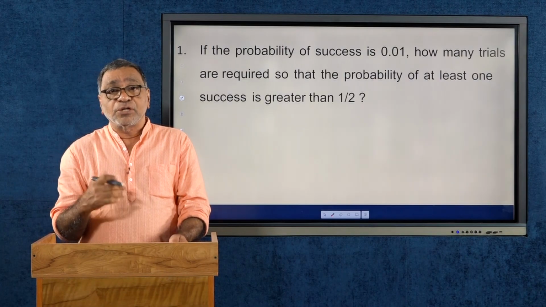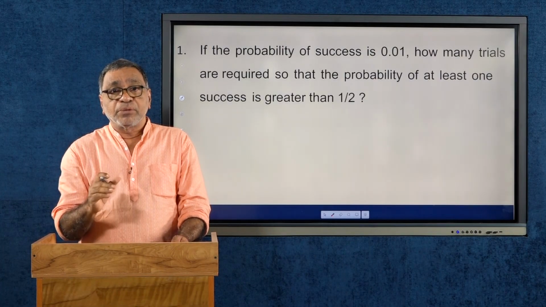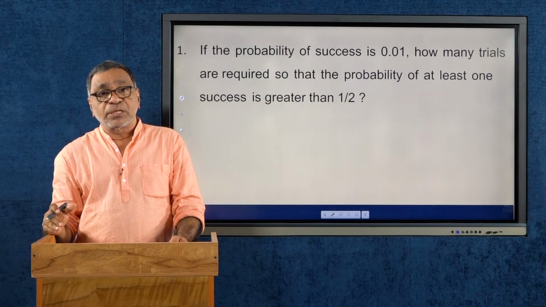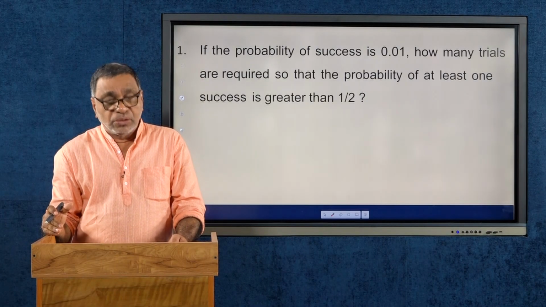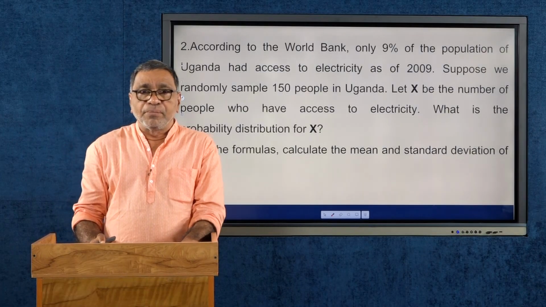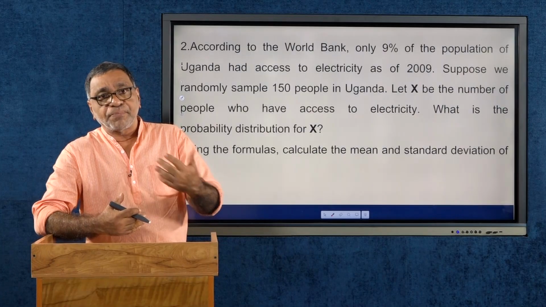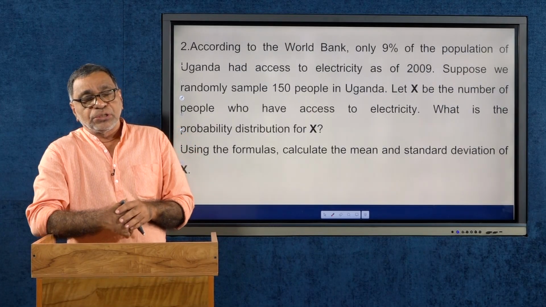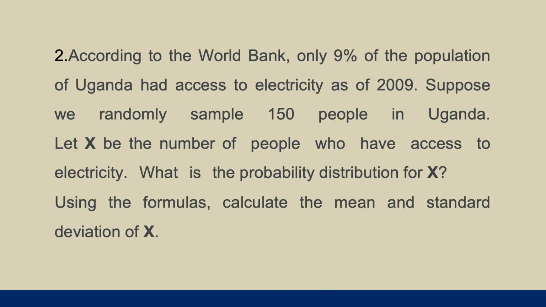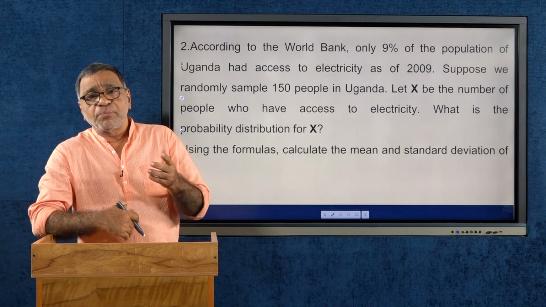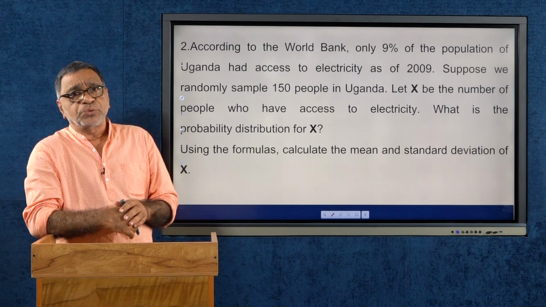So this is the way we calculate the number of trials n in order to get the statement that the probability of at least one success is greater than 1 by 2. And in another problem here, a practical situation, we are applying the binomial distribution. According to a World Bank report, only 9% of the population of Uganda had access to electricity as of 2009. It is a World Bank report during 2009.